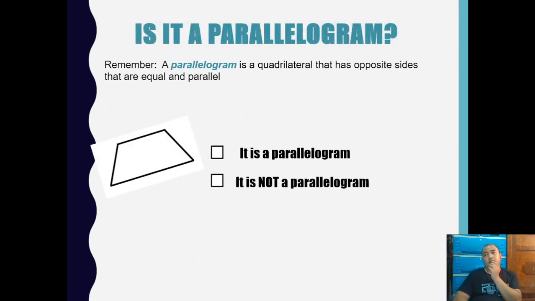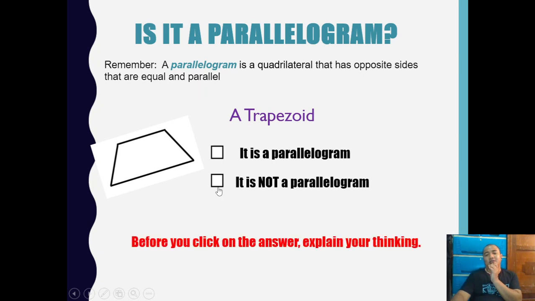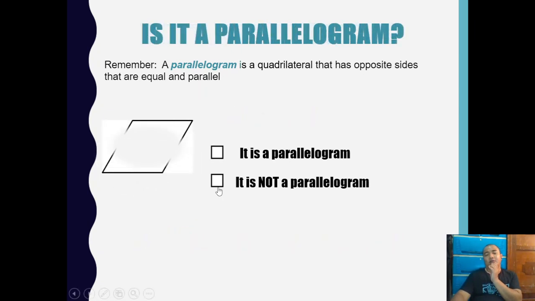How about a trapezoid? Is trapezoid a parallelogram? Remember, a parallelogram is a quadrilateral that has opposite sides equal and parallel. Kasi sa trapezoid, isang pair lang. Yung legs niya, hindi naman parallel. So, it's not a... Trapezoid is not a parallelogram. How about the rhombus? Is it a parallelogram? Opposite sides are parallel, equal, tama. It is a parallelogram.